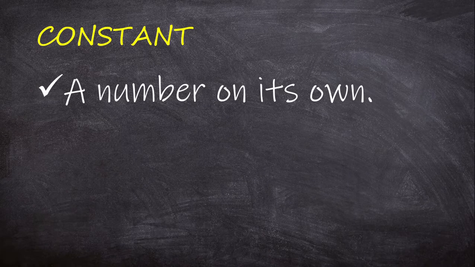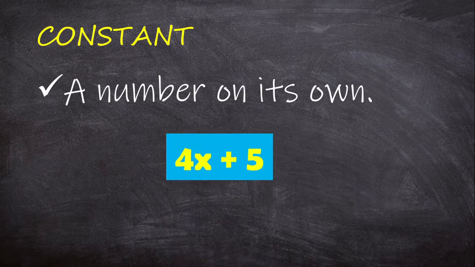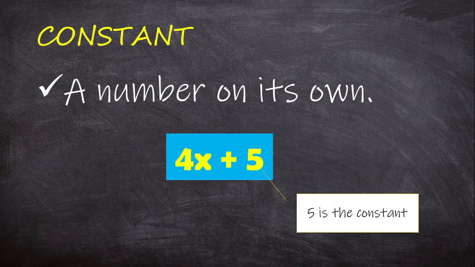Next is the constant. Now a constant, I simply define it as the number on its own. For example, 4x plus 5. So can you spot the number alone here? It has no variables accompanied with it. It's just a number on its own. That is right. 5 is the constant here.